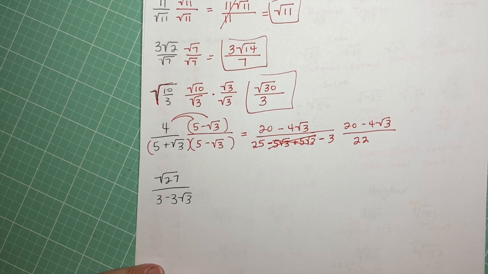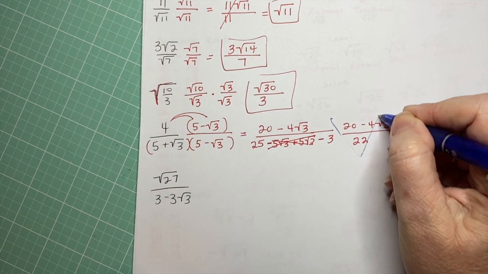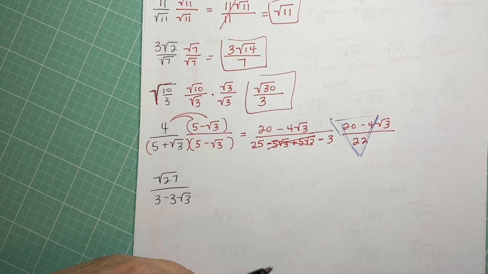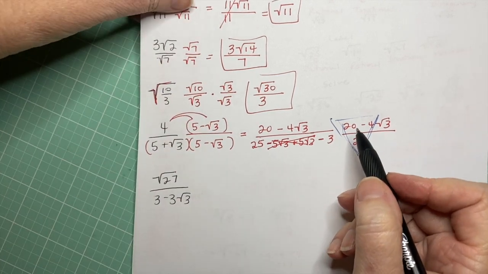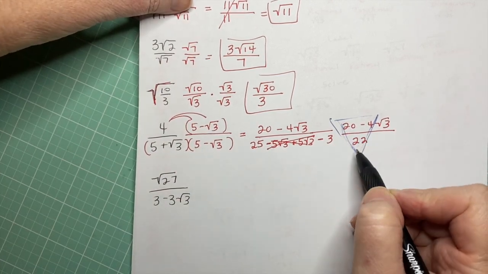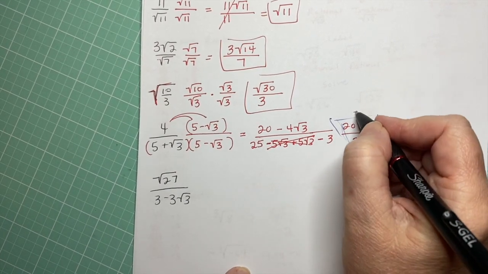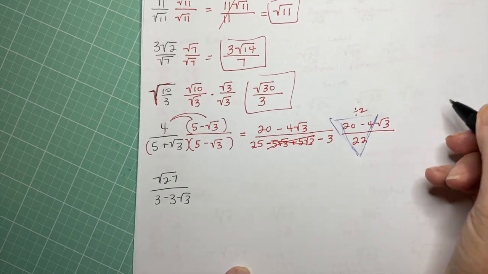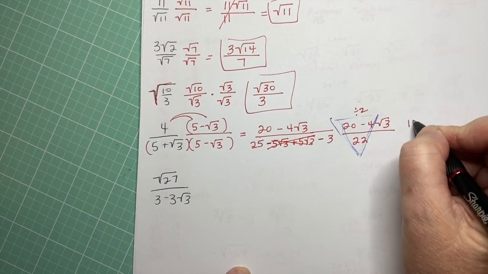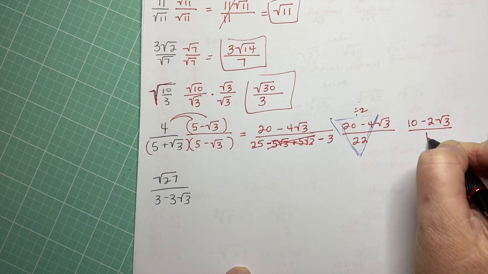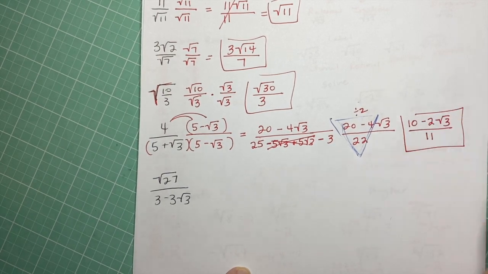Now, you want to make sure it's in simplest form, and this is not a mathematical term, but I always call this my little triangle, magic triangle. You can simplify a radical if it'll go into all 3 of these numbers. So do you see how 2 will go into 20, 4, and 22? You can divide every one of those by 2 and make this a 10 minus 2 square roots of 3 over 11. And that's in simplest form.